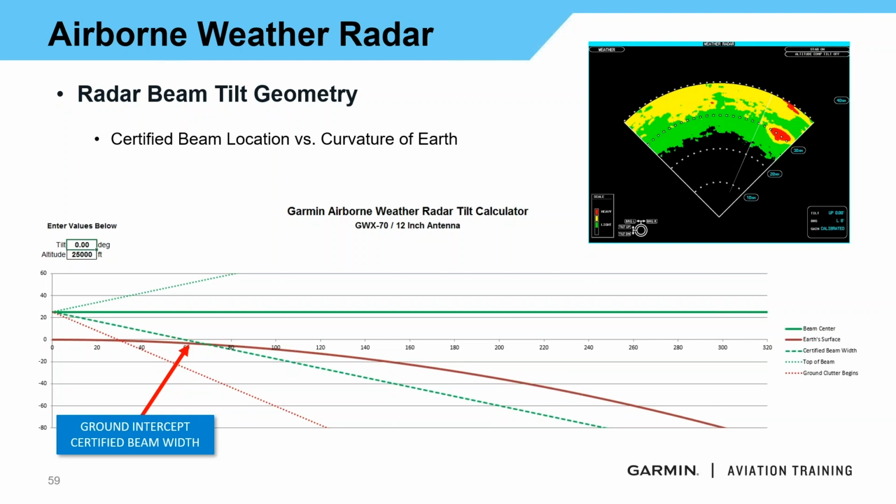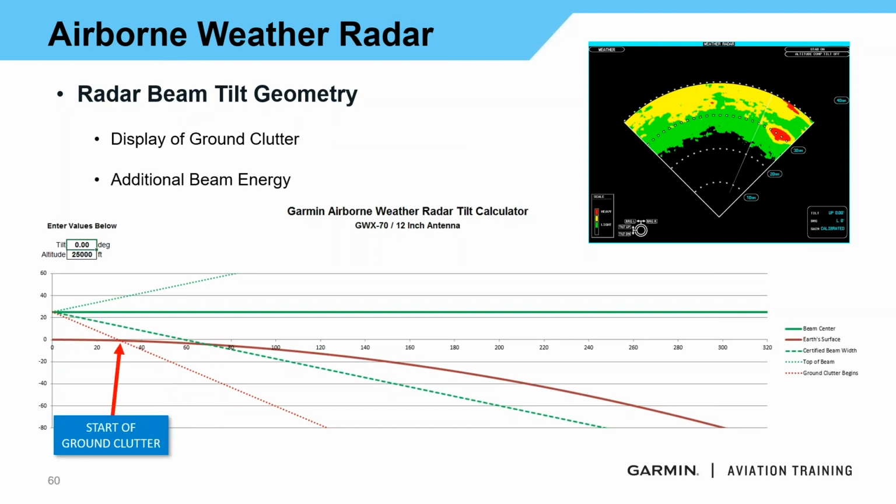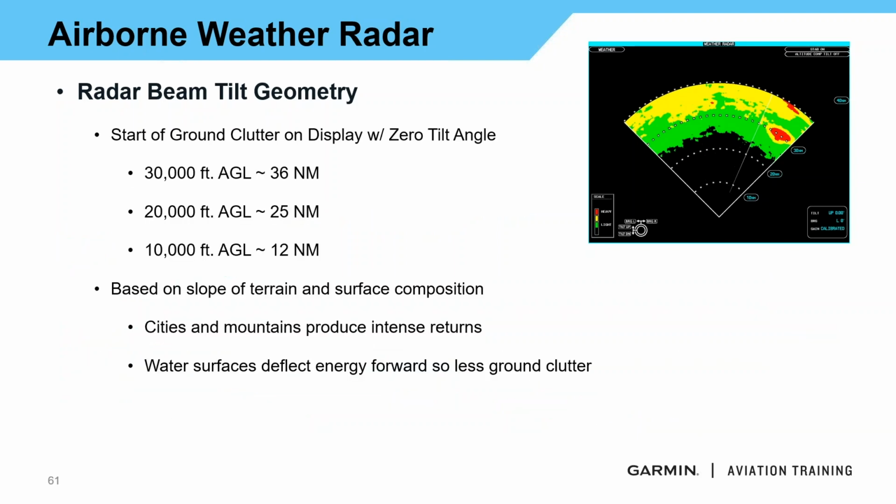All right, here is an example for us to be able to see it. This was a GWX-70 12-inch antenna. We start out at 0 degrees of tilt, so just pointing straight out, and I have 25,000 feet of altitude, AGL. So my published beam width is going to intersect the ground at about 70 miles, and that's where I'm going to start seeing my darker ground returns, or should, right? Then I have the start of the ground clutter with my additional beam energy, and that's an approximation at about 30 miles. So the start of the ground clutter with 0 degree tilt angle.